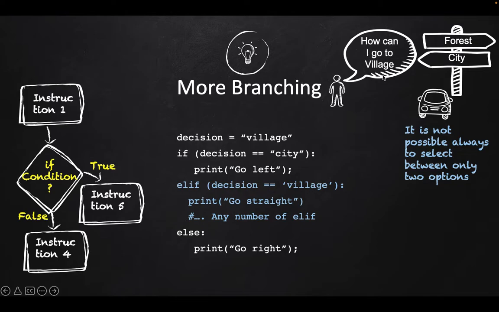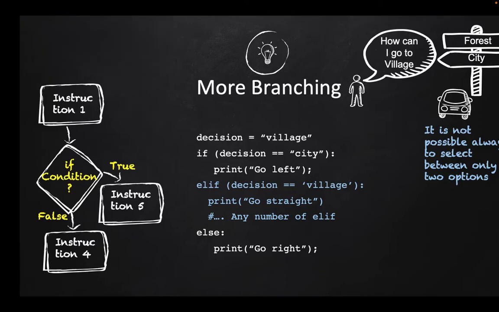But let's say you decide to go to the village, how can you represent that situation in your Python program? To represent that situation, you have to use another keyword called elif. In between an if and else, you can add any number of elif statements to add more branches to your program. Let us clarify the concept now in Google Colab with a hands-on experience.